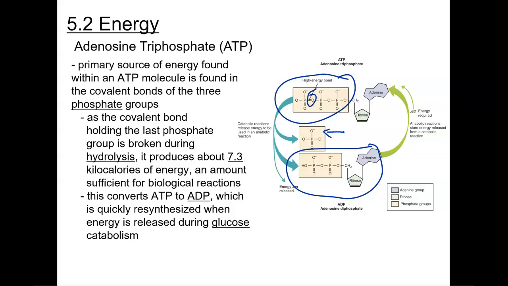So this converts it to ADP. That's quickly resynthesized when energy is released during glucose catabolism, so breaking down sugars, breaking down foods. So that ADP is kind of like a rechargeable battery. It goes back, picks up another phosphate, hooks it back on with a high energy bond, becomes ATP again, and is ready to be used for another reaction.